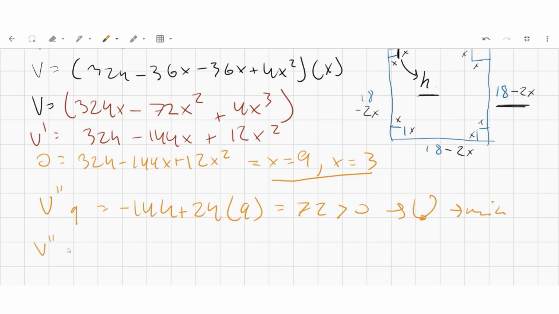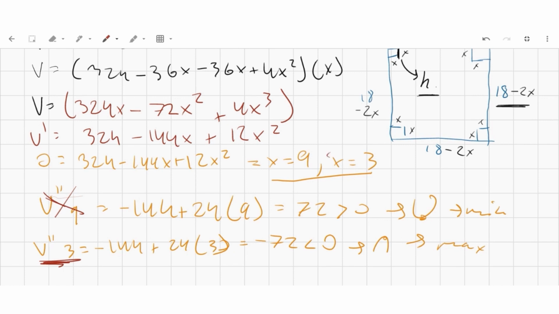As for v double prime of 3, it's going to be minus 144 plus 24 multiplied by 3. And the value we're going to be getting is negative 72, which is less than 0, which is concave down, making it a maximum. So what we're going to be doing is we're going to be considering 9 as a rejected value. We're going to be focusing on the value of 3. Okay?